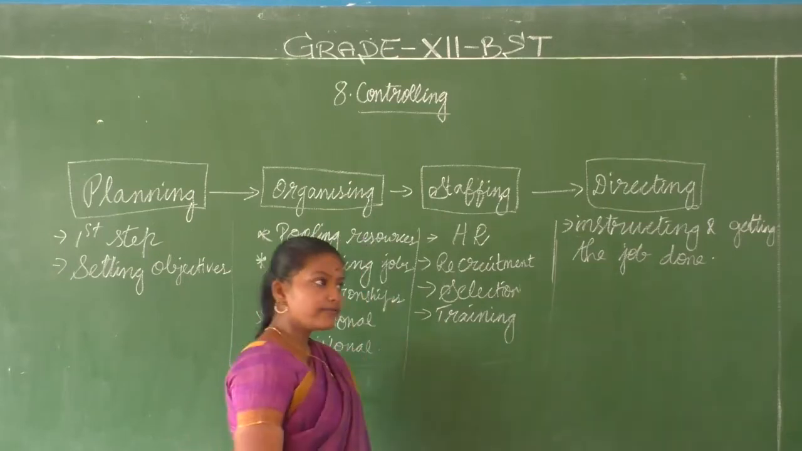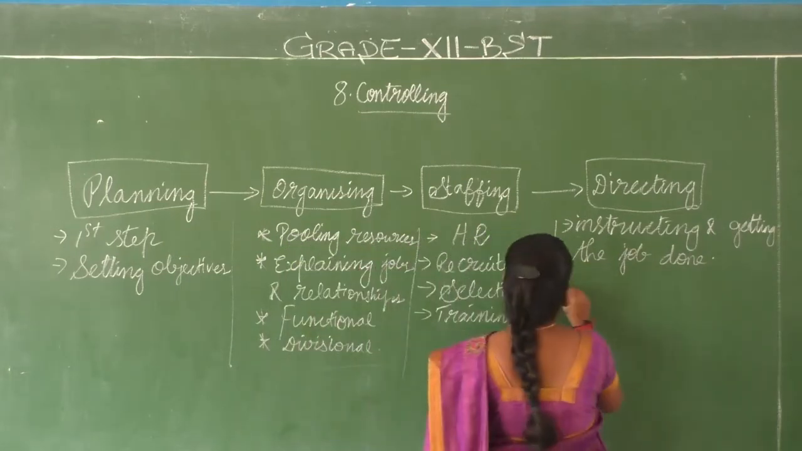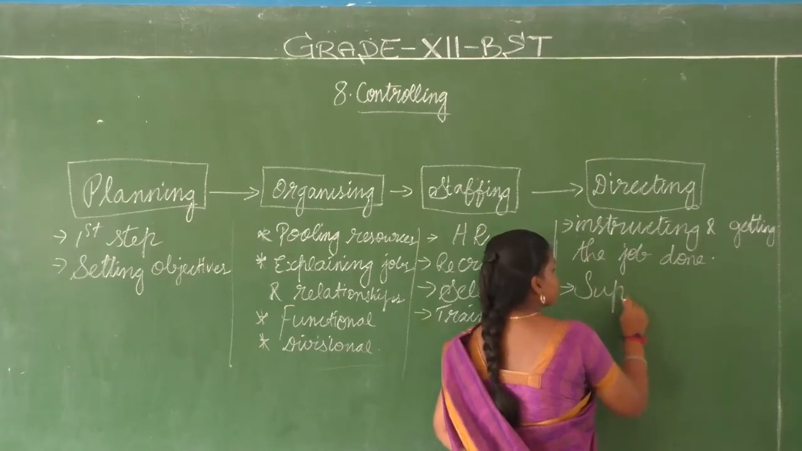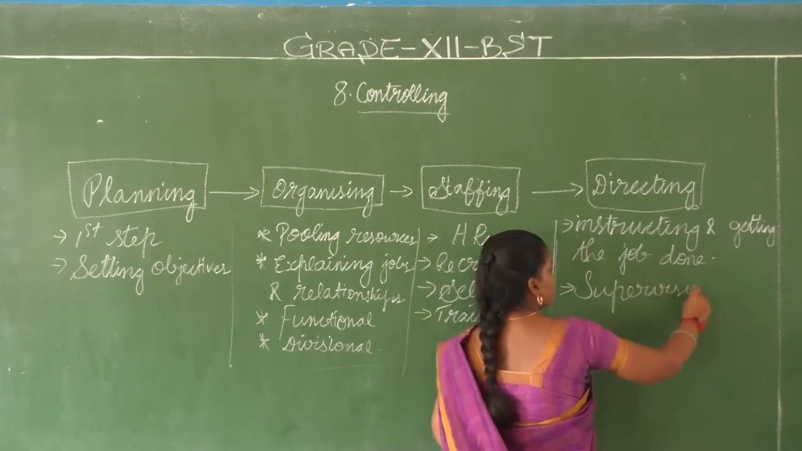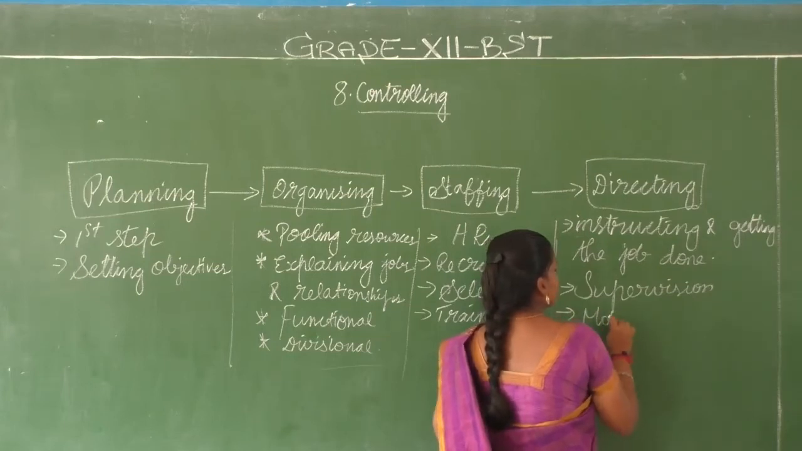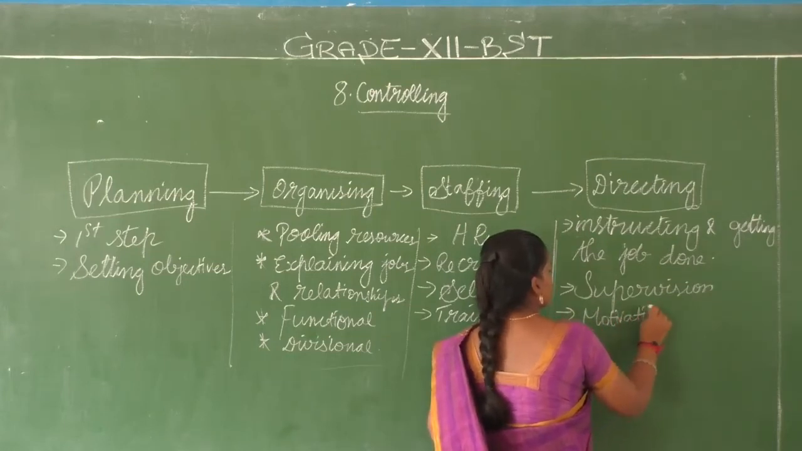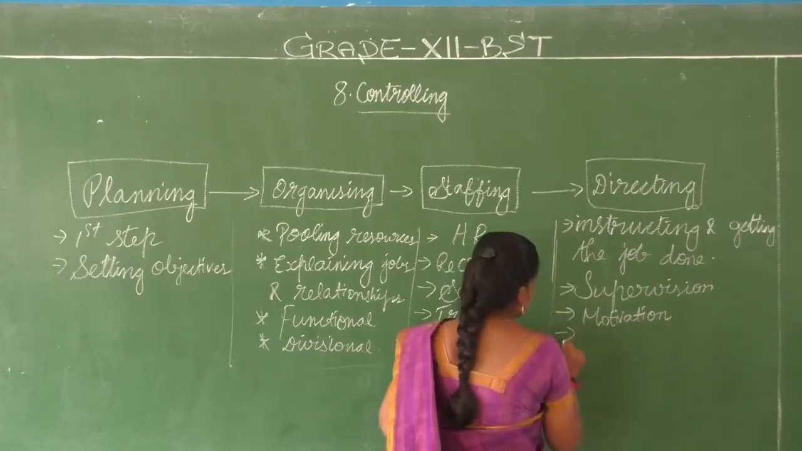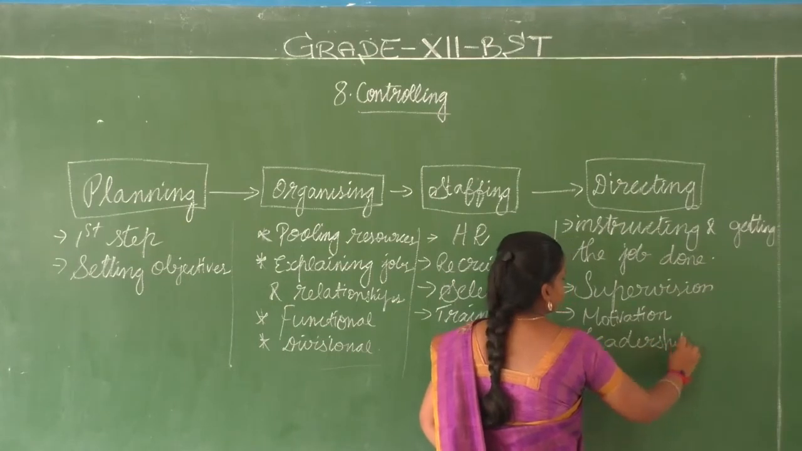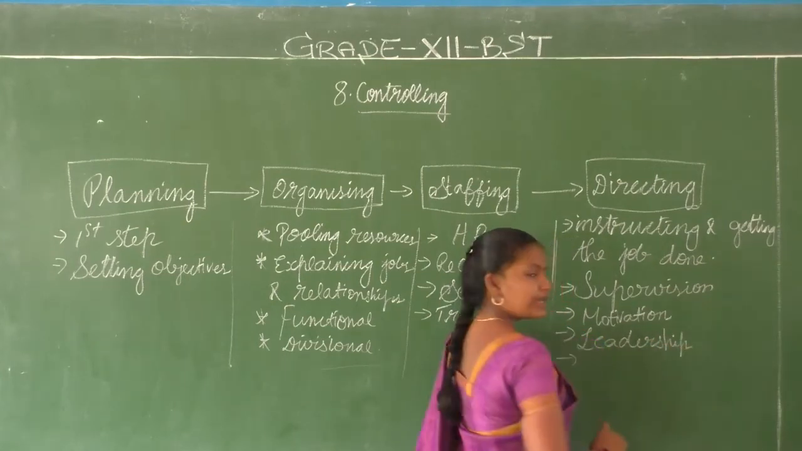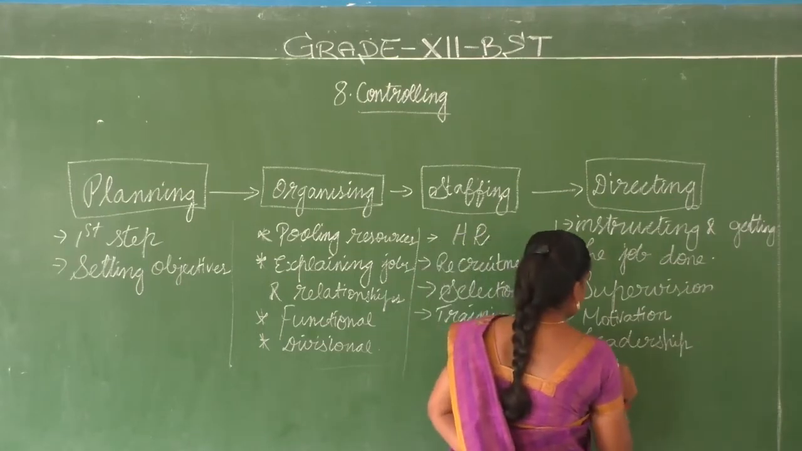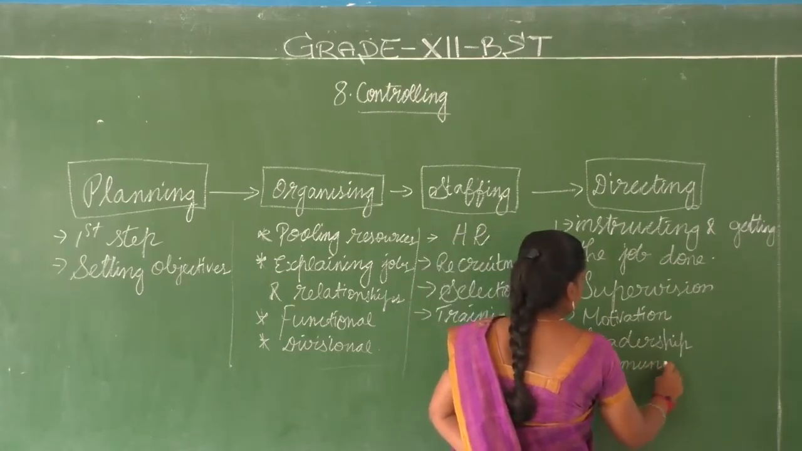Okay, so what were the elements of direction? We have discussed supervision, right? We spoke about motivation. We have discussed leadership, and finally communication, one of the important elements of direction.